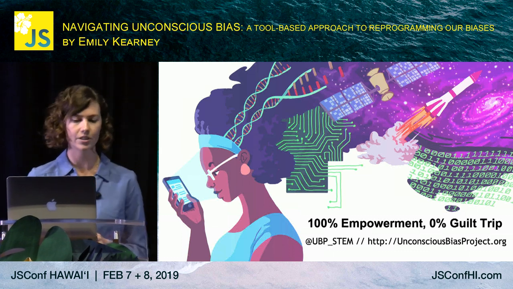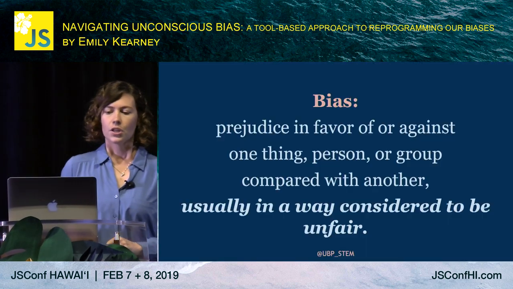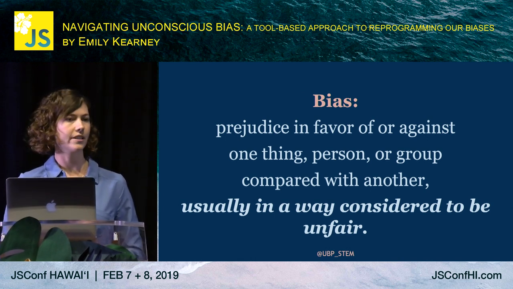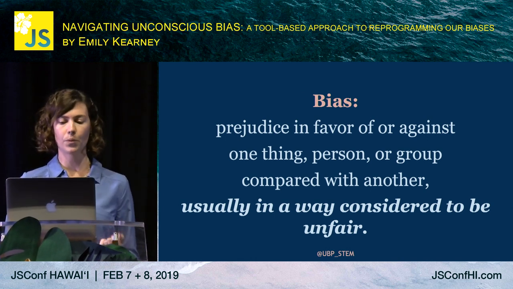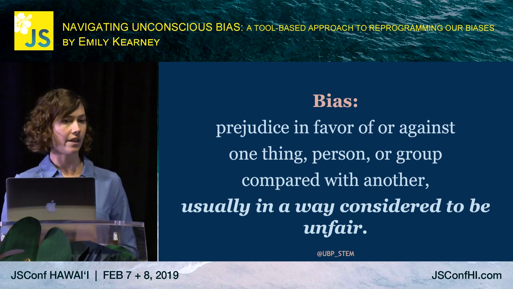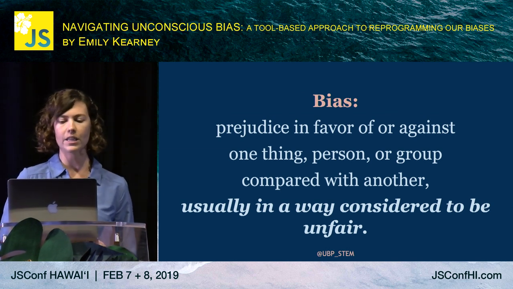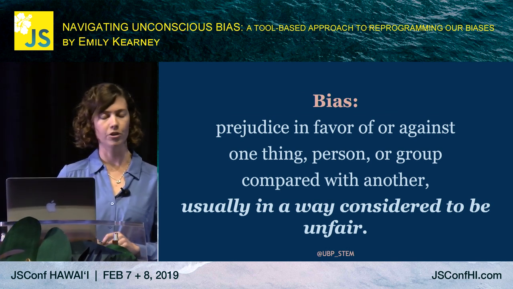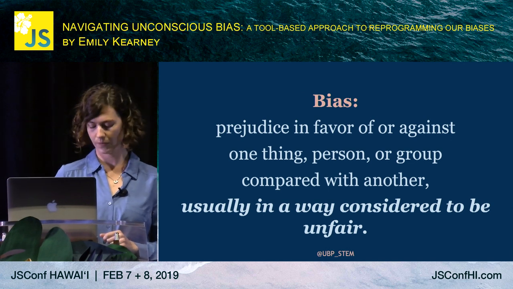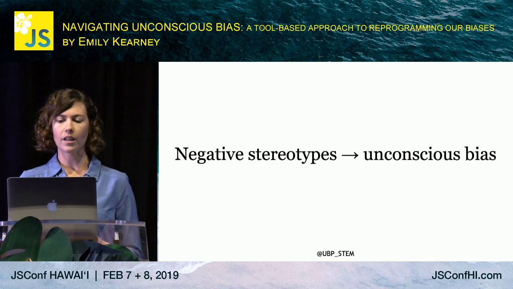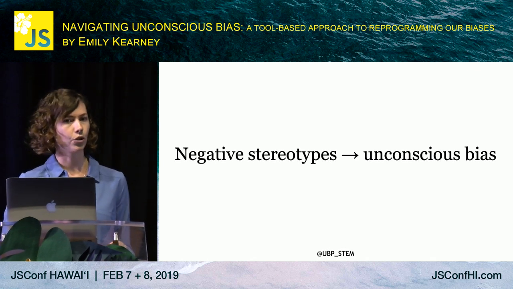And so with that, let's start with a definition. So we need to be on the same page about what bias is. And bias is prejudice in favor of or against one group, person, or thing compared with another in usually a way considered to be unfair. So unconscious or implicit bias is bias that you have even though you don't consciously agree with it or even know that it's there. And most people don't want to be racist or sexist, but a lot of us are unconsciously biased against certain groups anyway.